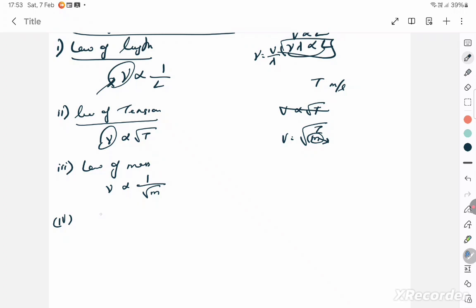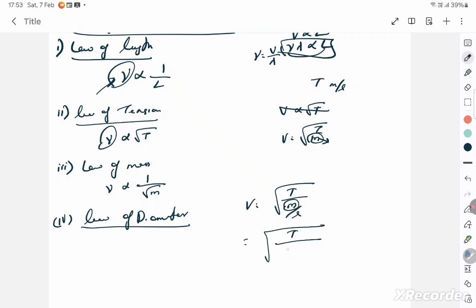What about the law of diameter? So law of diameter, you know velocity is root of tension by mass per unit length. Okay, and in this, mass can be written as density into volume.